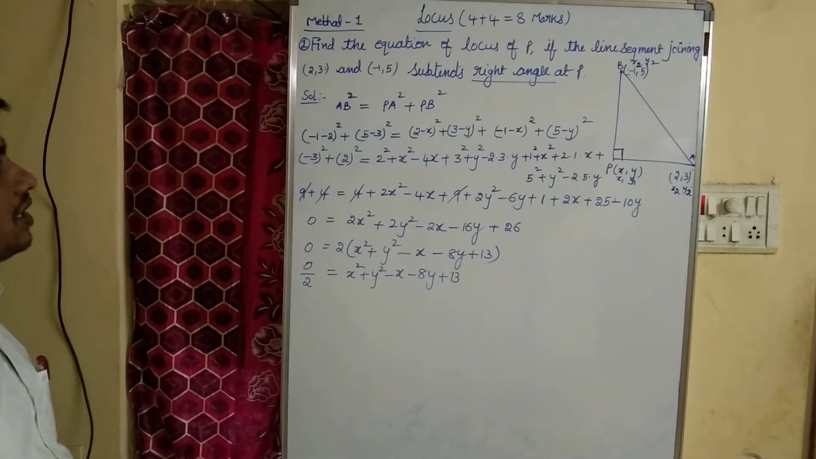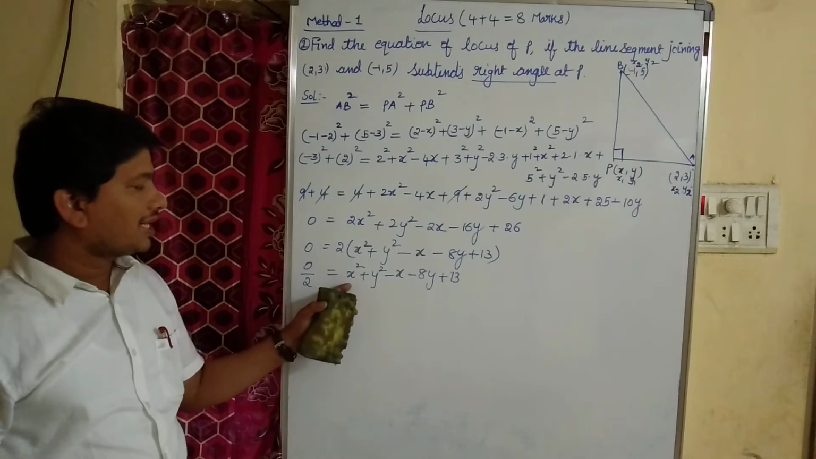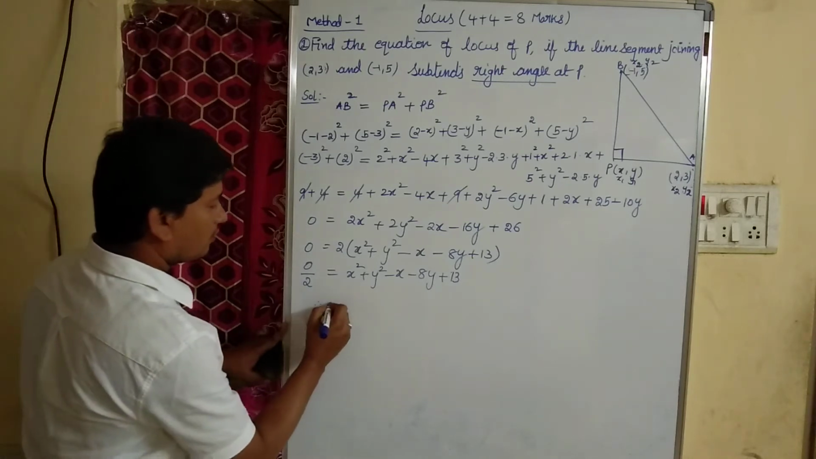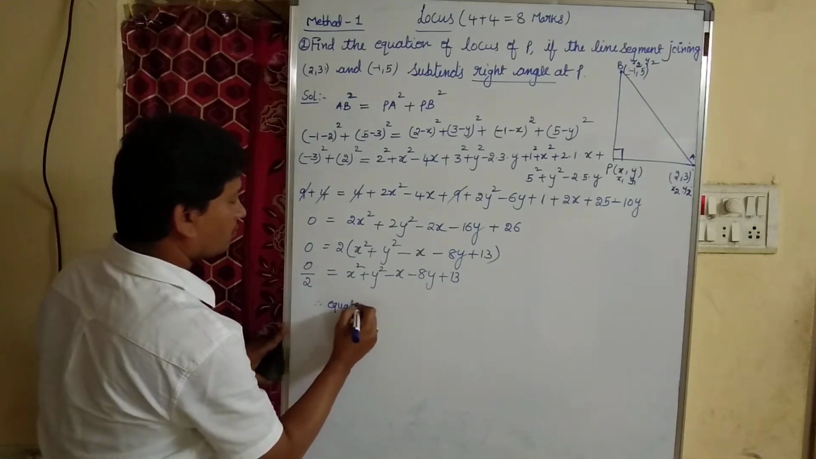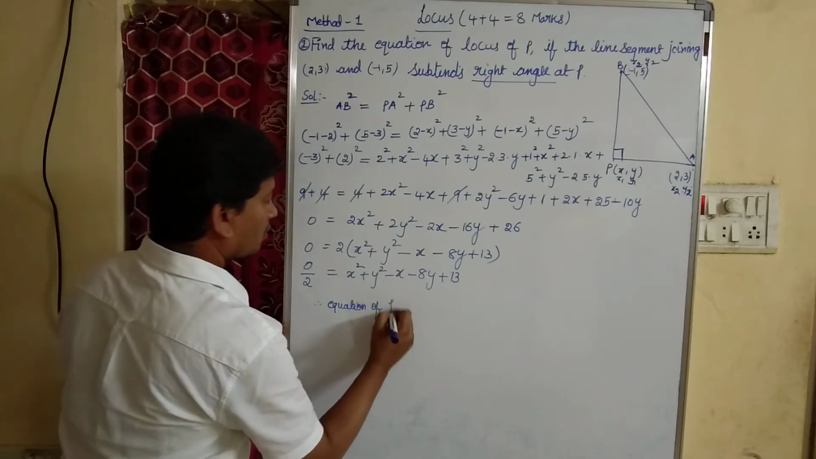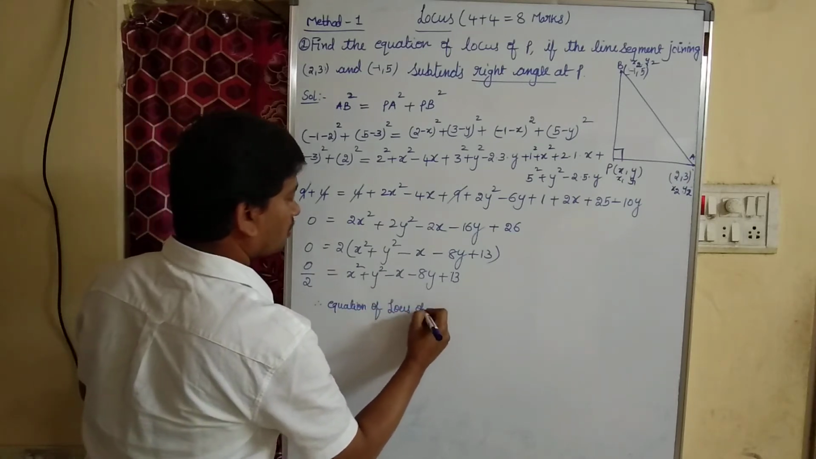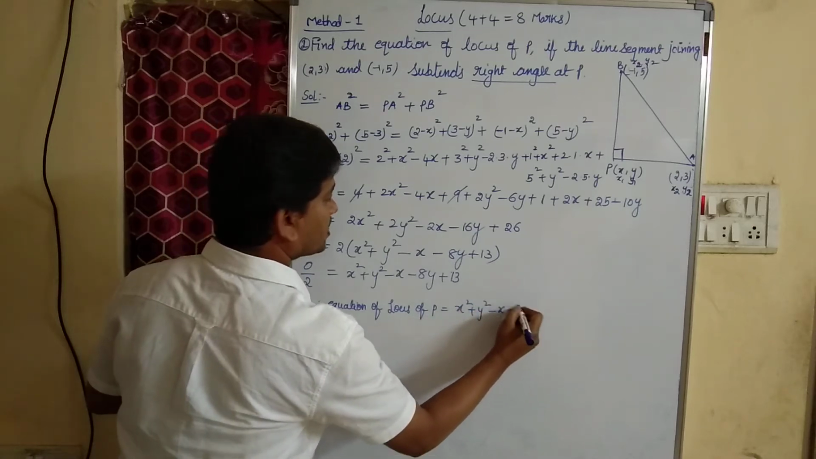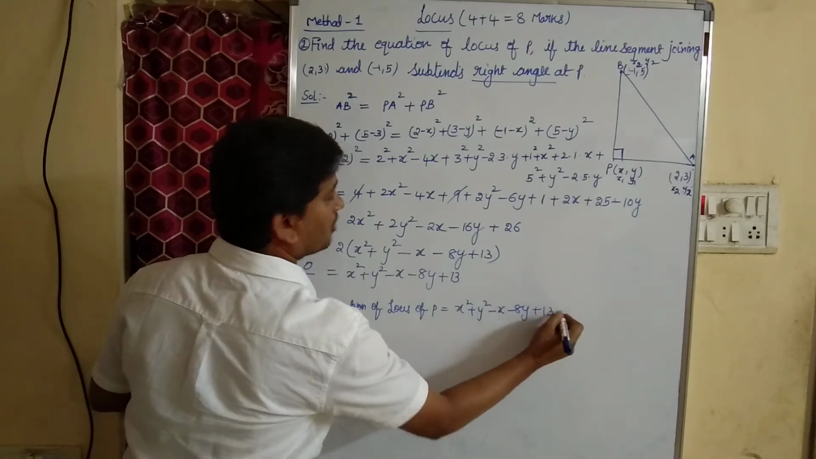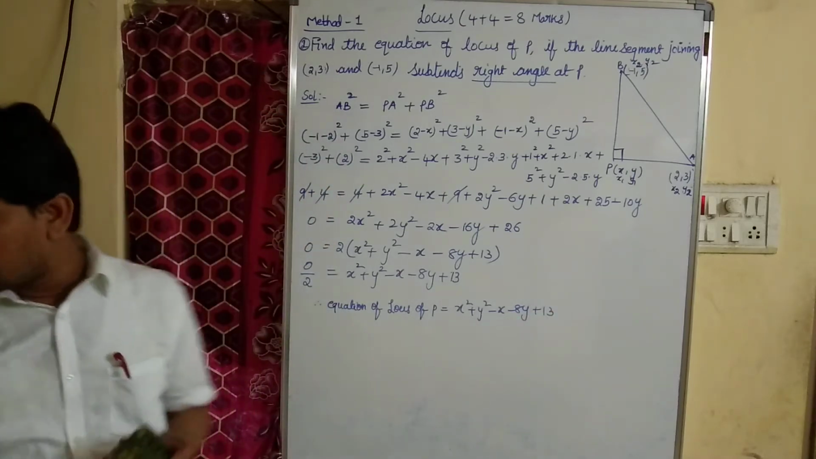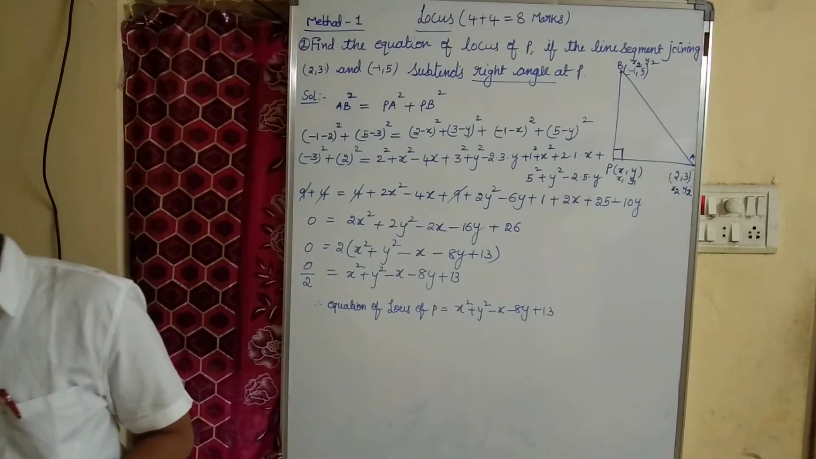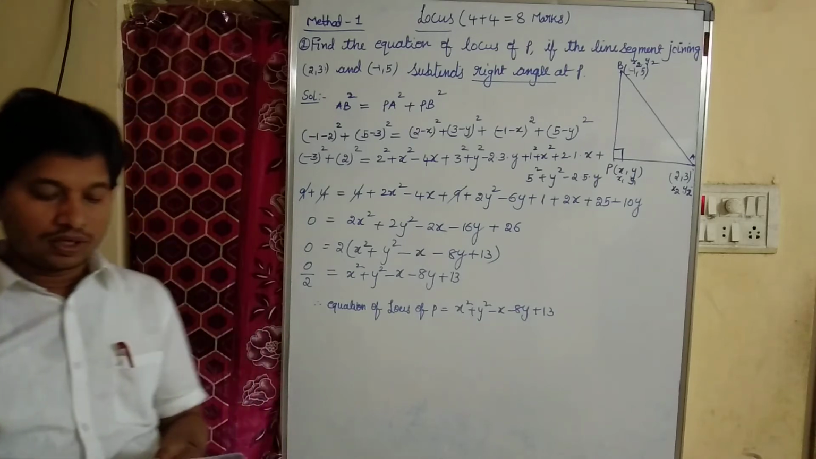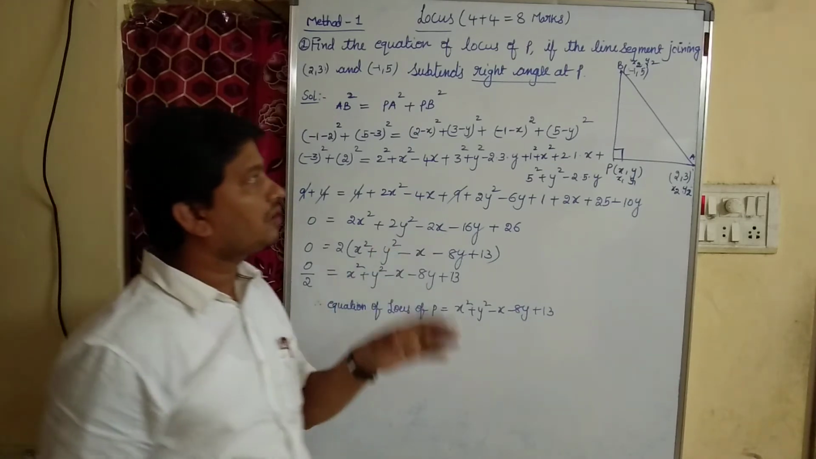Right? So what is the equation of locus of P? Therefore, the equation of locus of P is x square plus y square minus x minus 8y plus 13. Right? This is the equation of locus of P. Okay? They may ask the same method of problem.